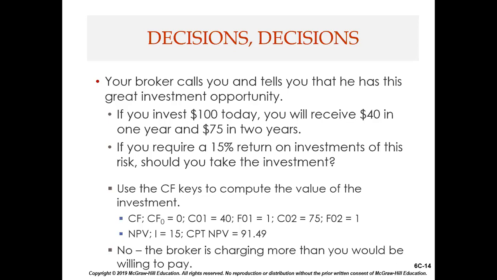At the end of year two, so N would be 2, you're going to receive 75. So I want to find the present value of that 75. Whoops, my interest rate is 15. Future value is 75. So present value, alpha enter, would be 56.71. Add those two together.